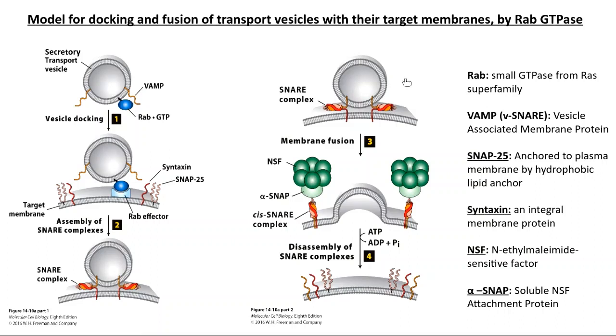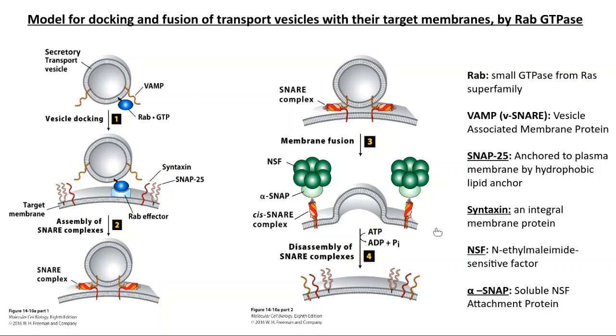And then this vesicle slowly fuses with the target membrane. Now, the exact process is not explained because that will be too much detail. Now, there are certain proteins called NSF and alpha SNAP. NSF is N-ethylmaleimide sensitive factor, and alpha SNAP is soluble NSF attachment protein.